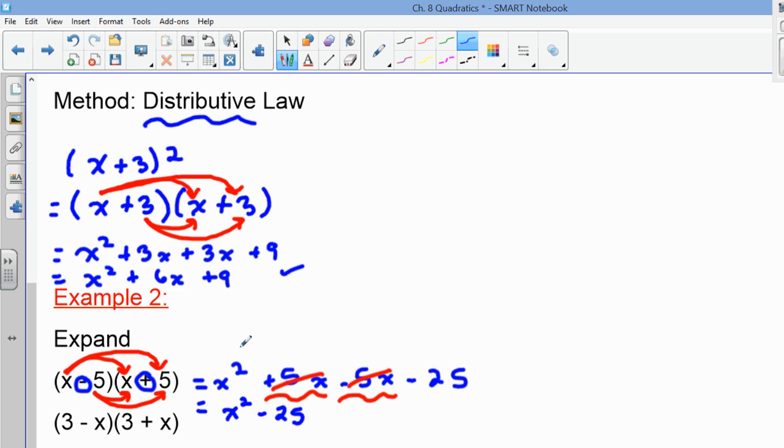Go ahead and pause the video here and try the next two on your own. Give yourself some space, then push play and you can check to see if you got the same answer.